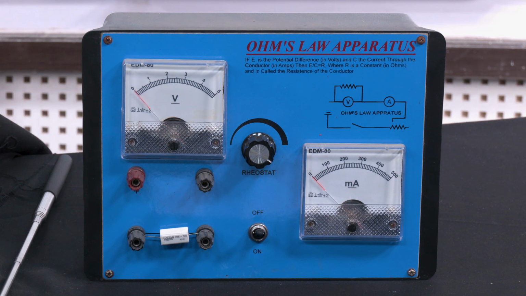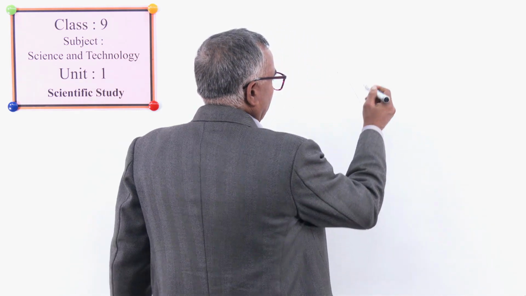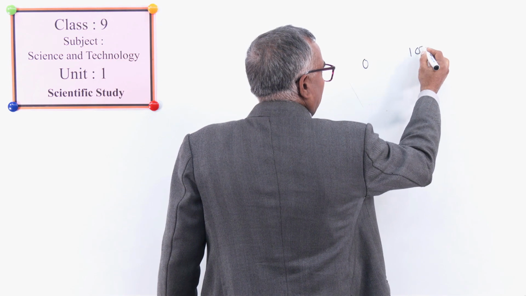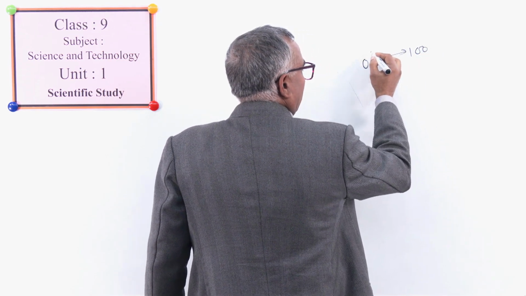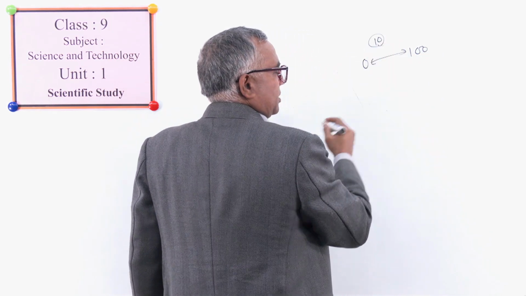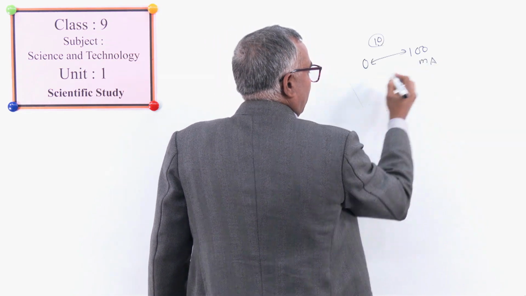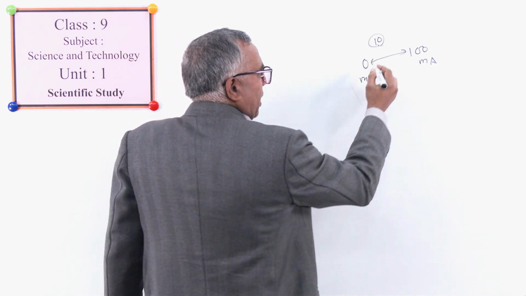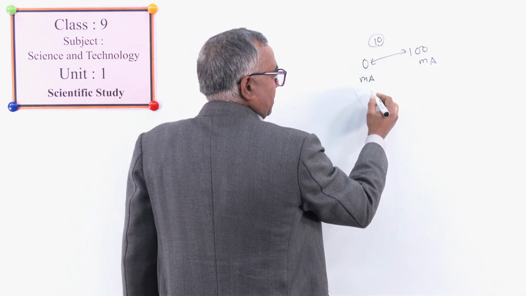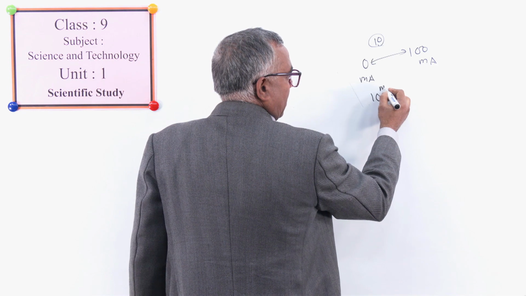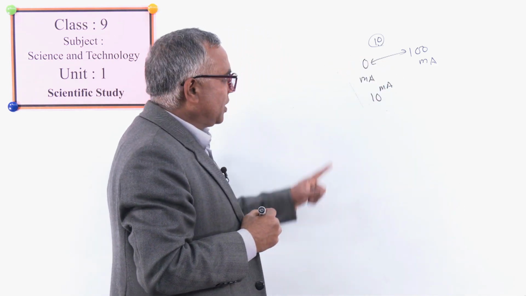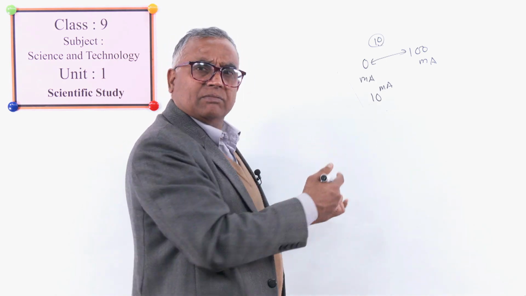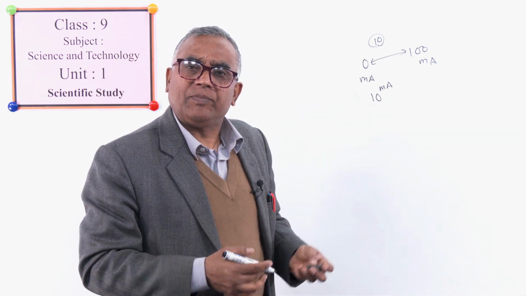Let me write on the board. Here 0 is given and then 100 is given, and this gap is divided into 10. It is in milliampere, and one segment is 10 times lesser, that means 10 milliampere. So the least count is 10 milliampere. Simply, you can change it into ampere by dividing by 1000.